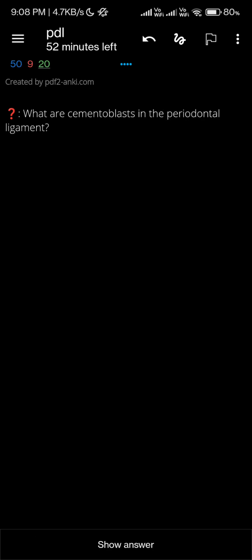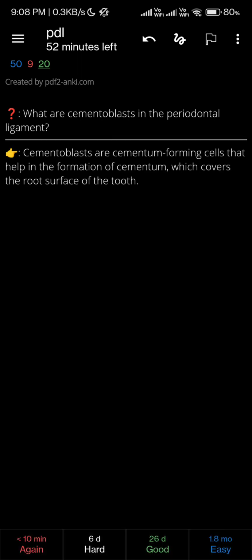What is a cementoblast in the periodontal ligament? Cementoblasts produce cementum, which helps in the formation of cementum and covers the root surface of the tooth.